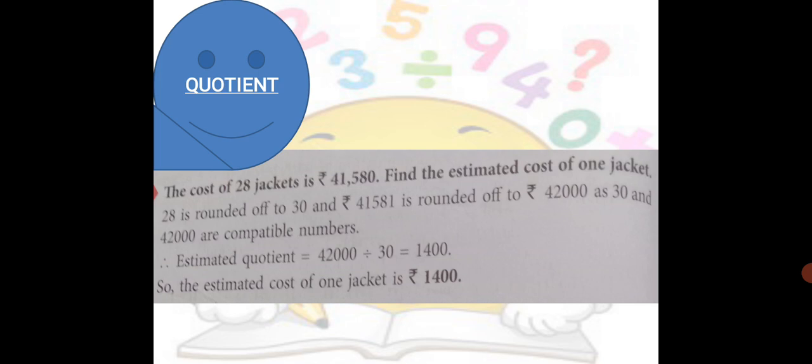Now children, I will discuss with you the estimated quotient. Before that, I will read the question for you. The total cost of 28 jackets is rupees 41,580. Let me read it for you once again. The cost of 28 jackets is rupees 41,580. Find the estimated cost of one jacket.